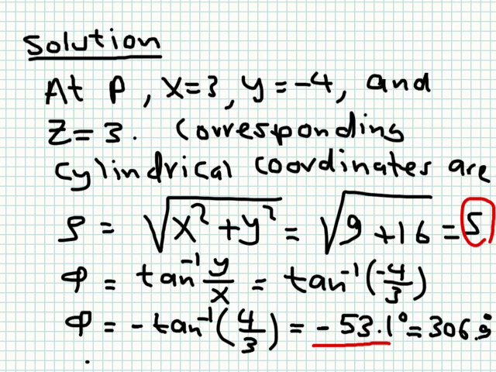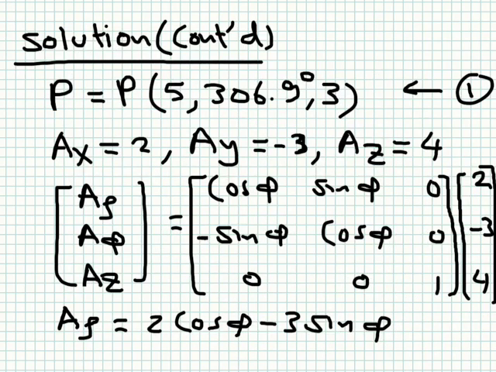And of course, because it repeats itself every 2 pi, the total answer is 306.9. So we know that the point B in cylindrical coordinates has coordinates rho equal to 5, phi equal to 306.9 degrees, and z is the same, it's equal to 3. So the results are shown here. Now we can convert the vector A as well.